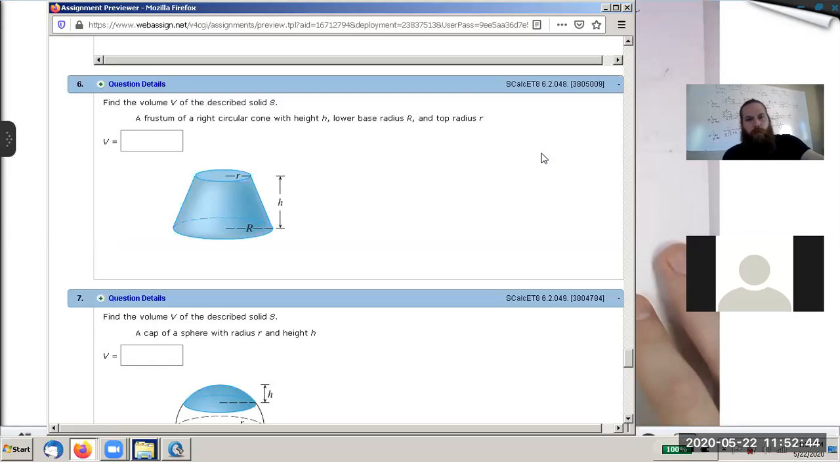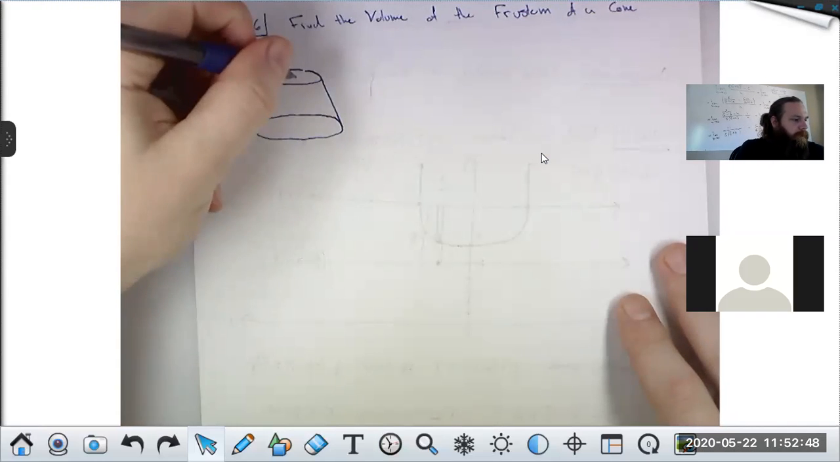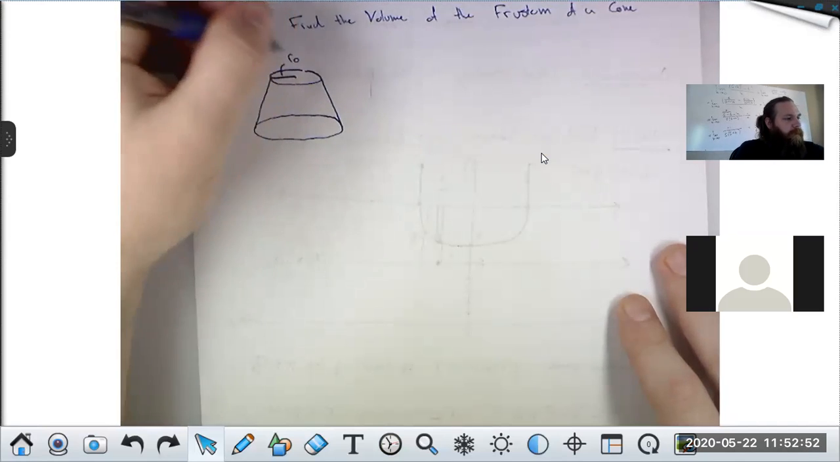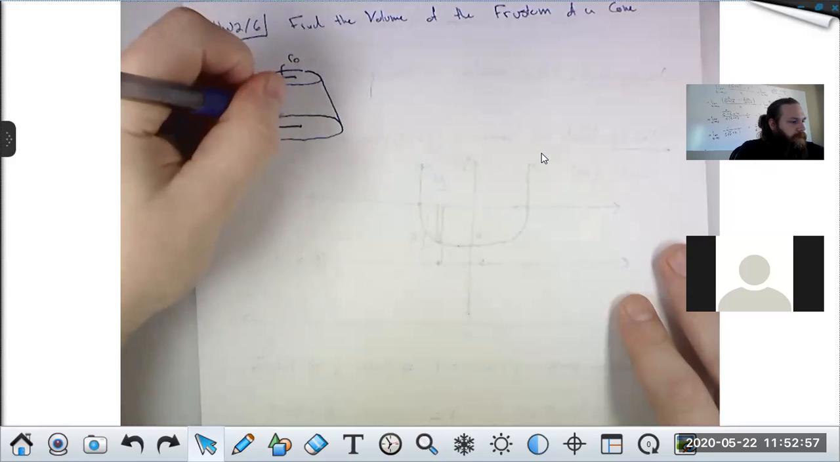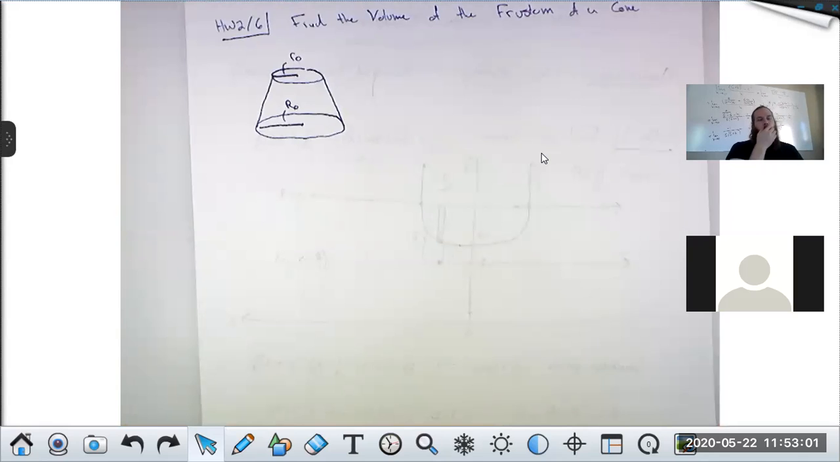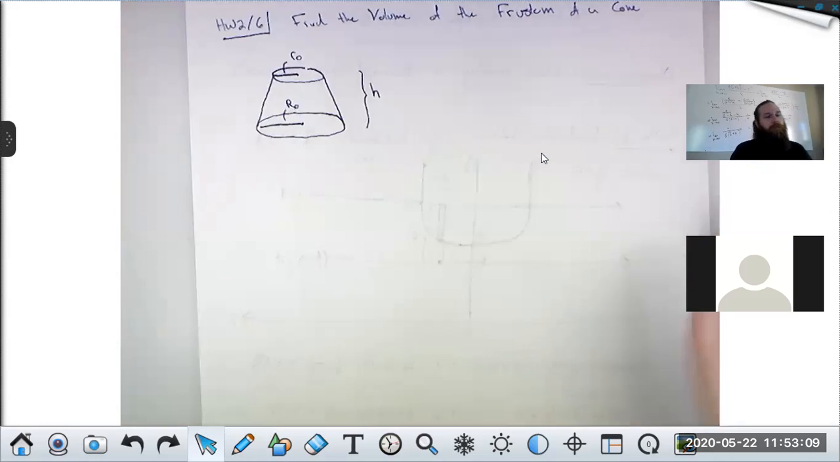Let me use the symbols that they used. They used little r and big R. That's unfortunate. So I'm going to call this top radius little r0 and this bottom radius big R0, so we don't confuse them for the little r and big R in our formula. The height is h, and we want to try and find the volume of this object.